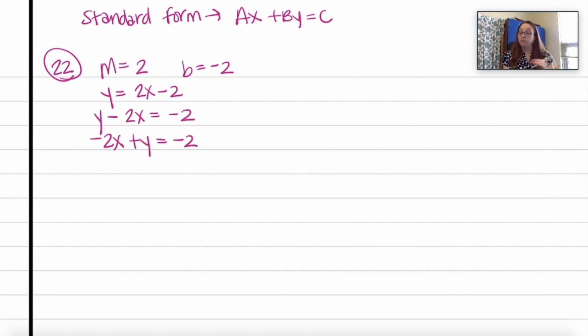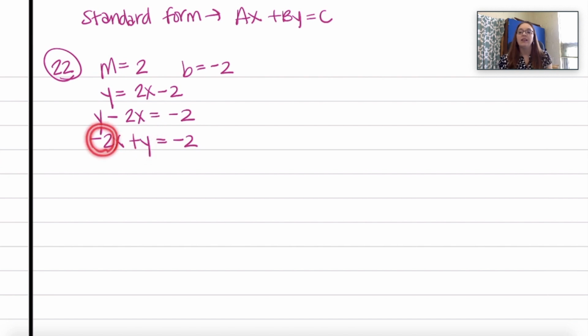All right, so get rid of fractions when you're trying to go in standard form, and we don't have any fractions, so that's good. The only other problem is that the coefficient of x cannot be negative. In this case, that coefficient is -2. It does not matter that this number is negative. It also doesn't matter if the coefficient of y is negative. Only the coefficient of x.